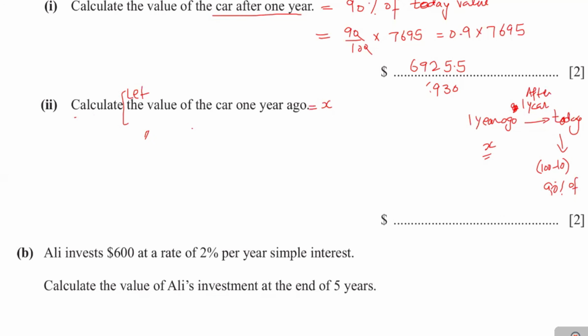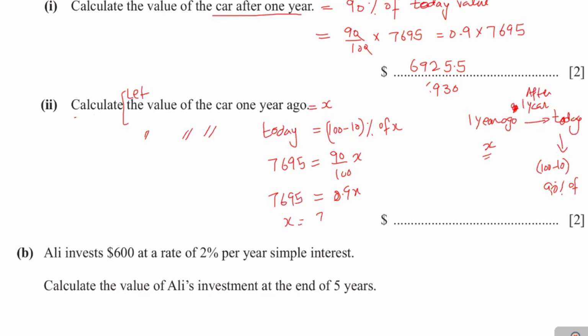Therefore, we write here the value of the car today will be equal to 100 minus 10% of x, and this will be equal to 90 over 100 of x, and today's value is 7695. Now we can write 0.9x equal to 7695. Therefore, x will be equal to 7695 divided by 0.9, and we get the answer 8550.